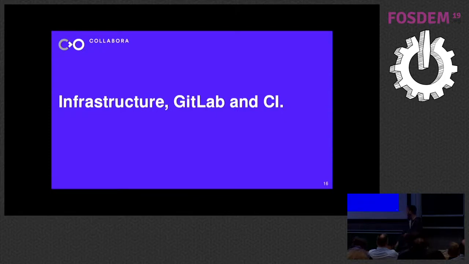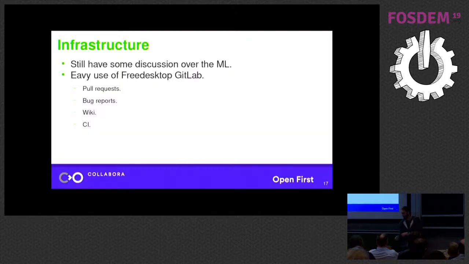For the infrastructure, we are now moving to GitLab. Most of the freedesktop projects move to GitLab, and Virglrenderer moved to GitLab too, and they use most of the features available, so pull requests, bug reports, wiki and CI. So it's kind of a test for freedesktop, but it's working well because we are a small project for now, and we hope to be able to do the same for Mesa, if people are okay with that.